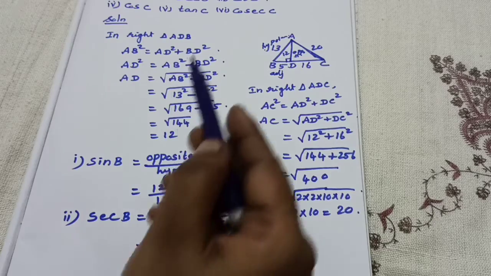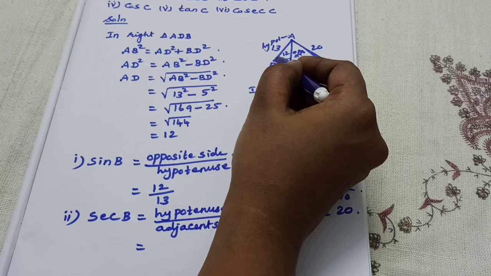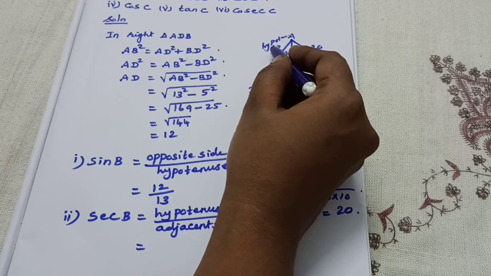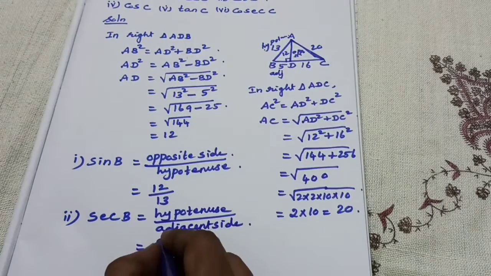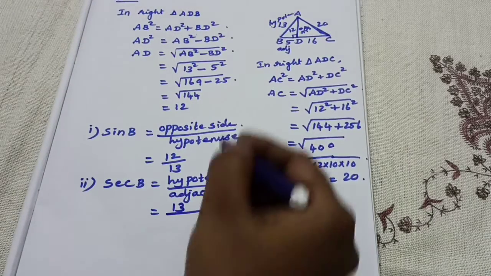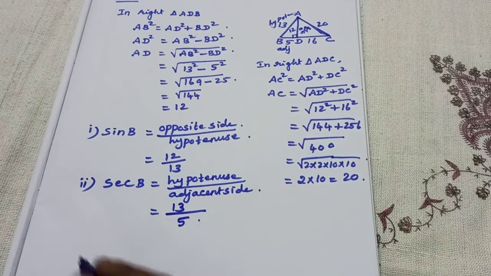Okay. Which is the hypotenuse here? Secant B. This angle is B. Then angle B, and the 90 degree opposite side is called what? Hypotenuse, isn't it? Which is the hypotenuse here? 13. Okay. Divided by adjacent side is 5. Adjacent side 5. Have you understood?